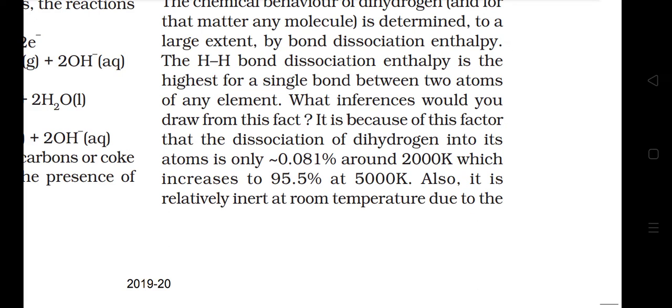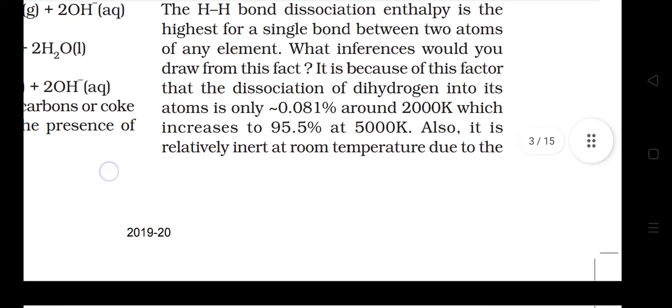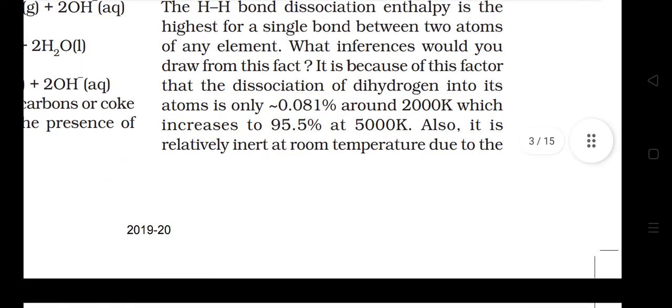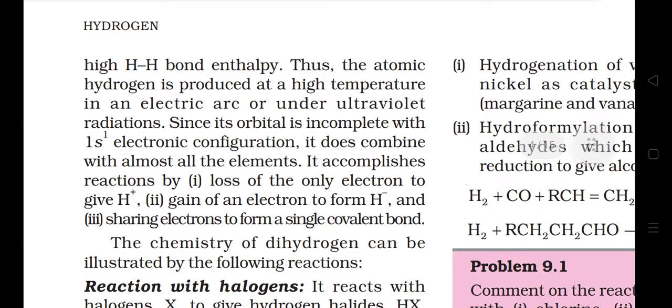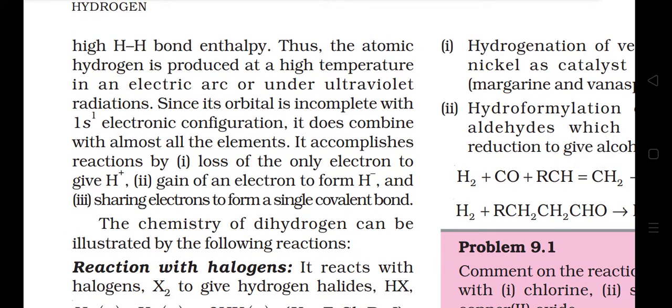It is because of this factor that the dissociation of dihydrogen into its atoms is only 0.081% around 2000 Kelvin, which increases to 95.5% at 5000 Kelvin. Also, it is relatively inert at room temperature due to high H–H bond enthalpy. Thus, the atomic hydrogen is produced at a high temperature in an electric arc or under ultraviolet radiations. Since its orbital is incomplete with 1s¹ electronic configuration, it does combine with almost all the elements.